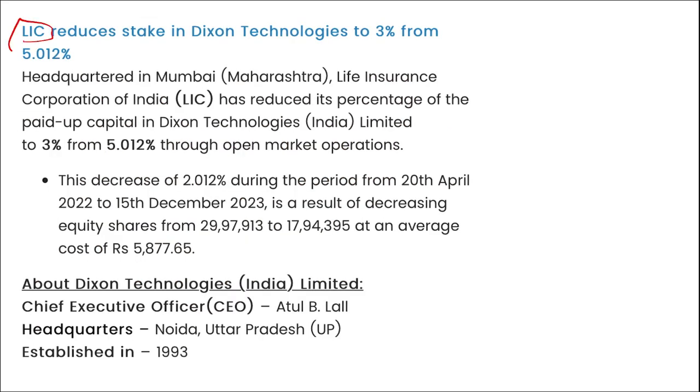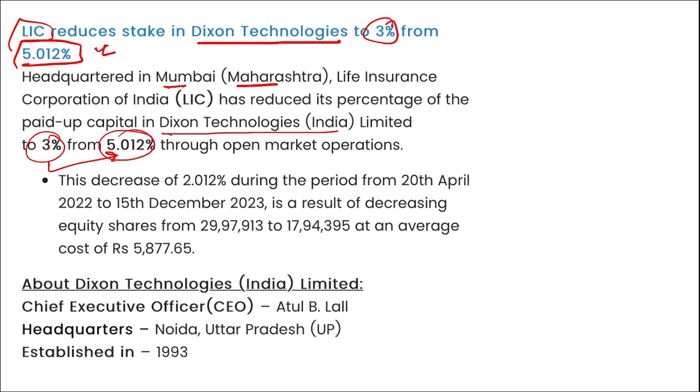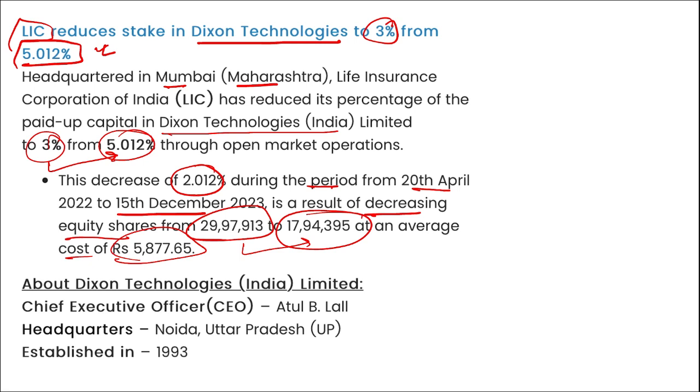is LIC. They have reduced their stake in Dixon Technologies to just 3%, that was earlier 5.012%. I repeat, LIC headquartered in Mumbai, Maharashtra, they have reduced their stake in Dixon Technologies to just 3%, that was earlier 5.012%. This decrease of 2.012% during the period from 20th of April to 15th of December is a result of decreasing equity shares from 29 lakh to almost 17 lakh at an average cost of 5,877 rupees. Here, if we talk about Dixon Technologies, CEO Atul B. Lalji, headquartered Noida, UP, and it was established in 1993.